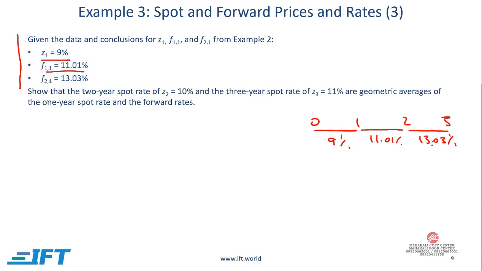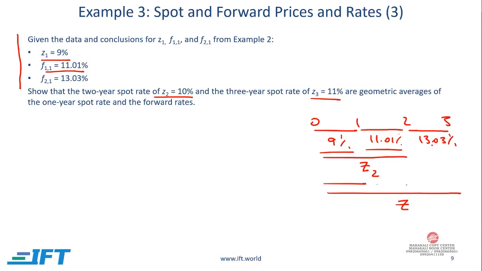The question is, show that the 2-year spot rate, which is Z2, and the 3-year spot rate, which is Z3, are geometric averages of the 1-year spot rate and the forward rates. So you need to show that this 2-year spot rate, Z2, is a geometric average of these two numbers, and then Z3, which is the 3-year spot rate, is a geometric average of these three numbers. I want you to do this before you look at the solution.